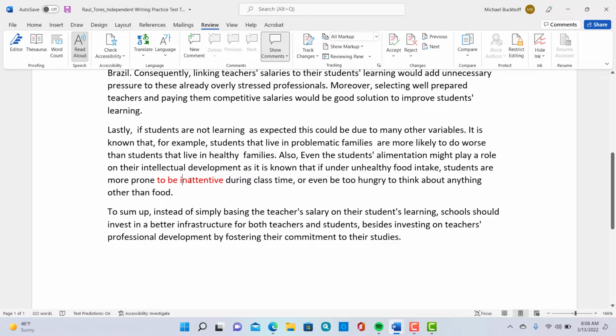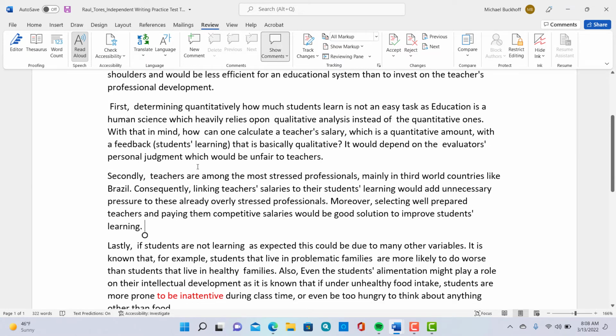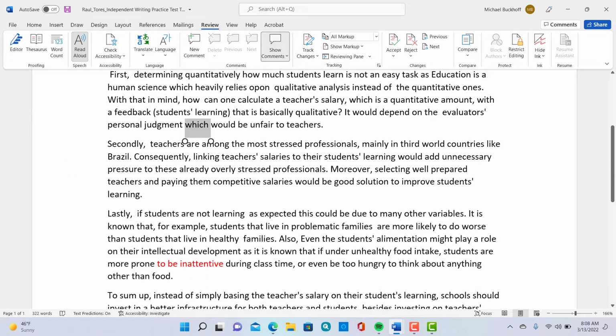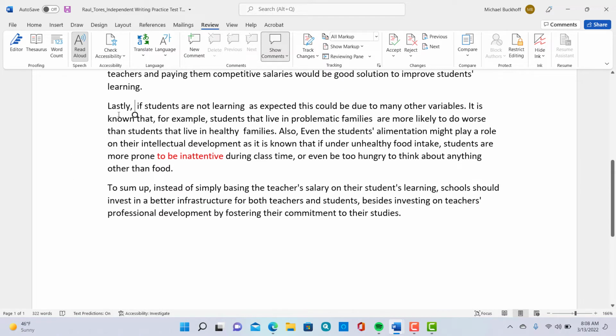All right, so those are my first 2 changes that I would recommend, but those changes in and of themselves are not enough to bring you down below really 27 or 28 based on your writing. So let's talk about the examples. I'm just going to give you one example in one of your body paragraphs so you can compare. In this paragraph, you said if students are not learning as expected, this could be due to many other variables. It is known that, for example, students that live in problematic families are more likely to do worse than students that live in healthy families.